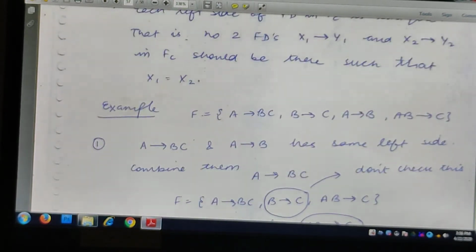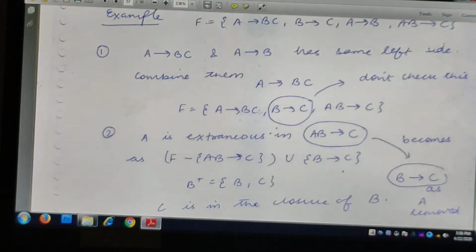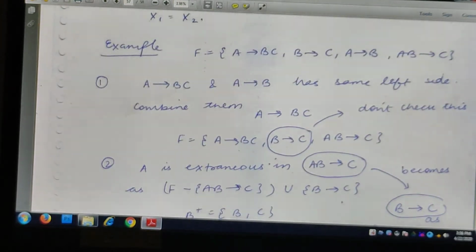Now let's start with an example. This is the first example. We are given the set of functional dependencies a to bc, b to c, a to b and ab to c. Now a canonical cover cannot have the left side of 2 functional dependencies the same. You can see a to bc and a to b, the left side is a. So we will combine a to bc and a to b. When we combine, it will become a to bc.